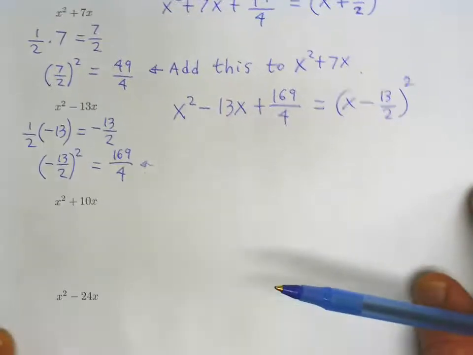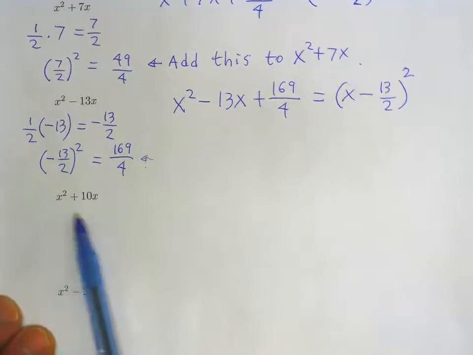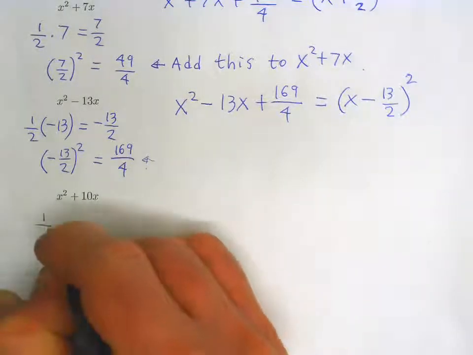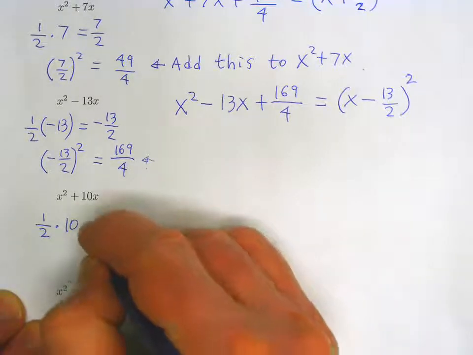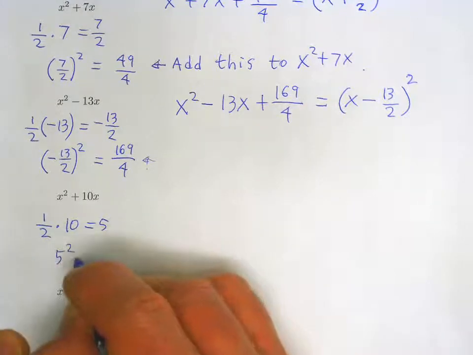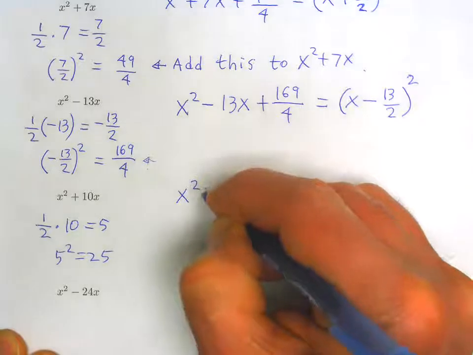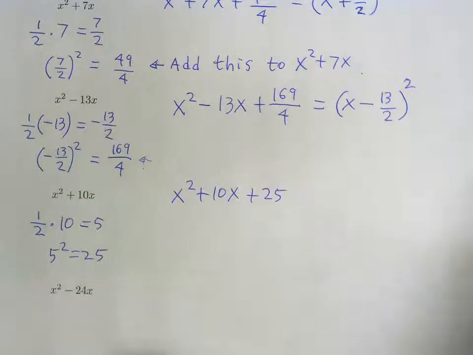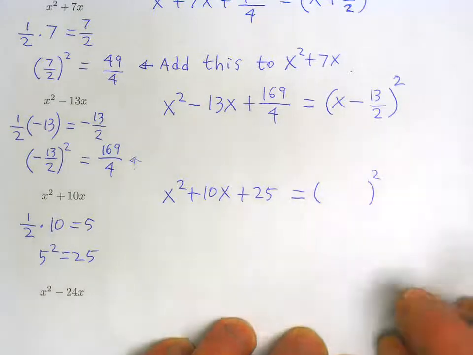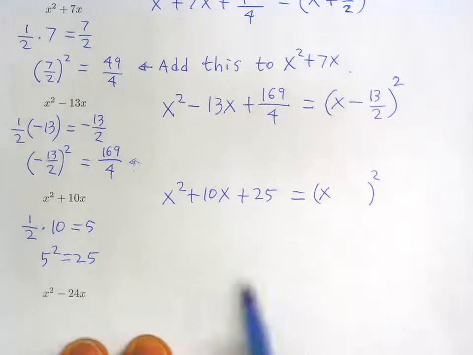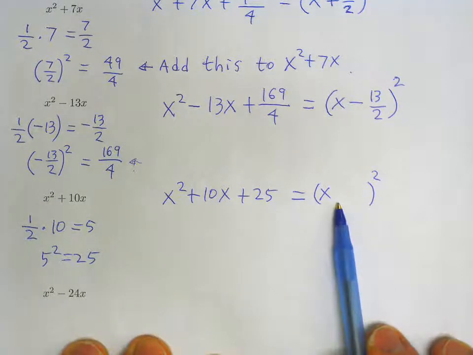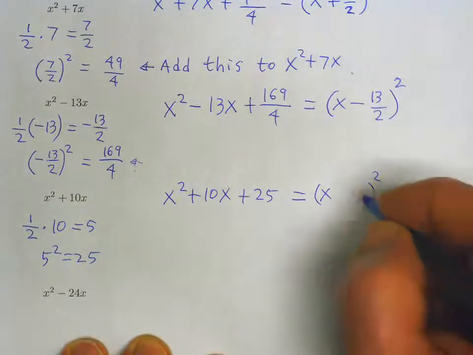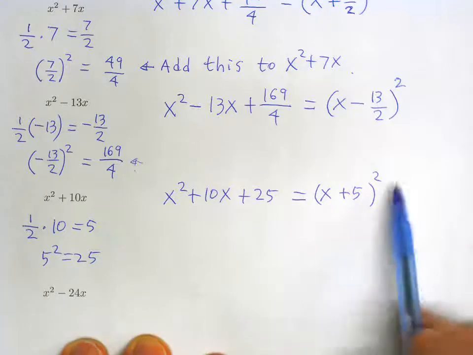Okay, the next couple will seem simple by comparison. X squared plus 10x. The coefficient of x squared is 1. So that means we want to take 1/2 of the coefficient of x. 1/2 of 10 is 5. Then square that number. 5 squared is 25. So we're going to add 25 to x squared plus 10x. This is now a perfect square trinomial, so it's equal to some binomial squared. The binomial has to have x, and the number that follows x is what we get when we take 1/2 of 10. 1/2 of positive 10 is positive 5. So the binomial is x plus 5, quantity squared.